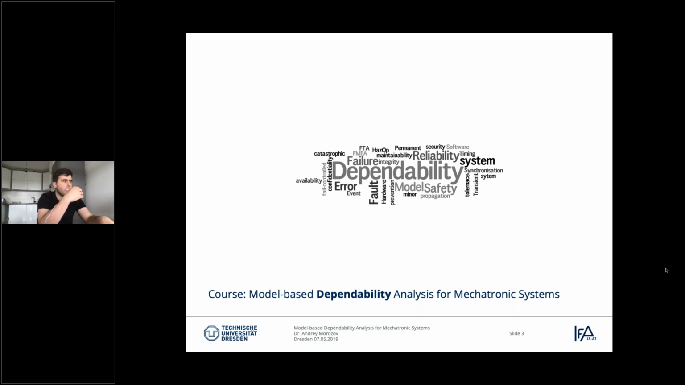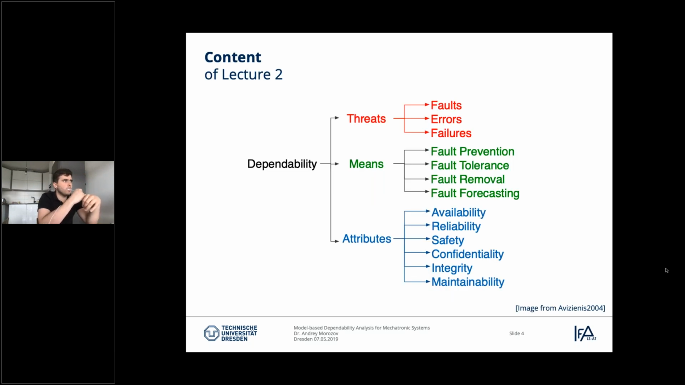We will talk about the so-called dependability theory, and the main picture describing what dependability is, is what you see on your screen at the moment. It is the so-called dependability tree. Dependability is a group of system attributes such as availability, reliability, safety, confidentiality, integrity, and maintainability. Dependability deals with three kinds of threats that the system can be exposed to: faults, errors, and failures.